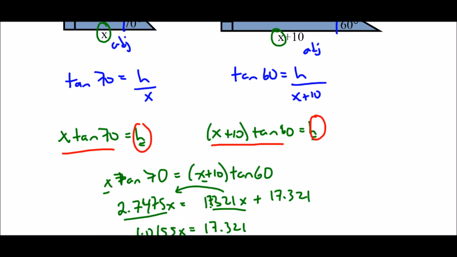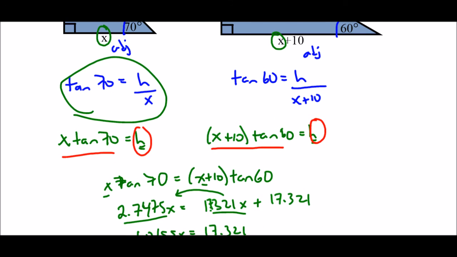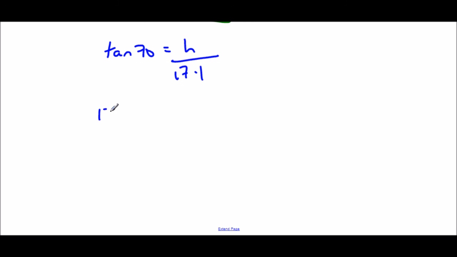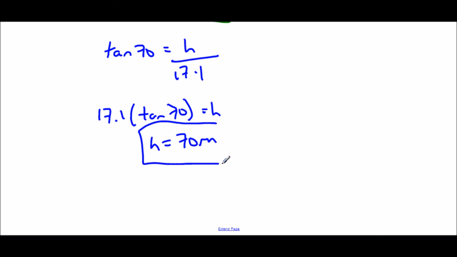So now if I just take either of my equations, let's take this one, it's simpler to work with, I can sub the value of x that I know and be able to calculate what the height is. So the original expression said that tan 70 equals height over x. So if I just do 17.1 times tan 70, I will know the height of the building. And if I calculate that, I get almost exactly 70 meters, depends on how you round it. So I get a height of 70 meters.